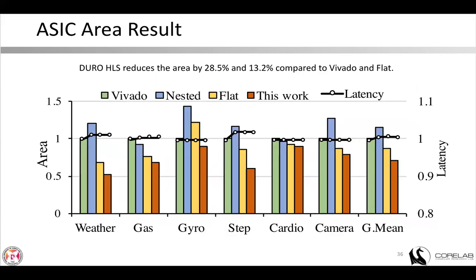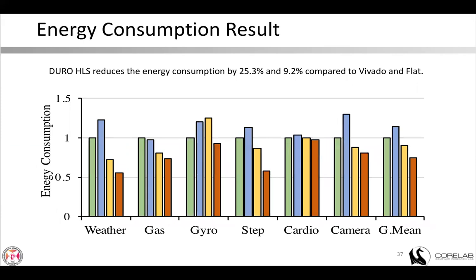In ASIC area results, the DuroHS compiler reduces the area by 28% and 13% compared to Vivado HLS and flat topology, while the latency required to perform each event did not increase. As the area is reduced, static energy consumption also decreased. So, the DuroHS compiler reduces the energy consumption by 25% and 9% compared to Vivado HLS and flat topology.